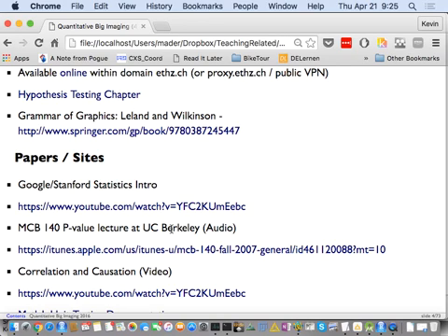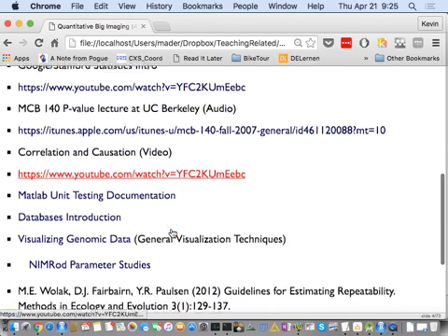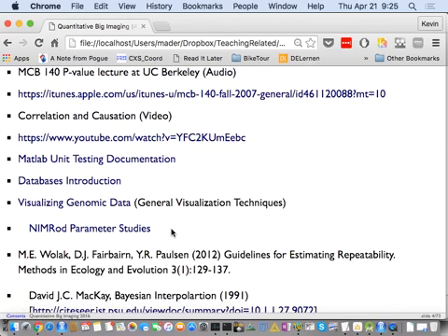Google gives a nice presentation on statistics at Stanford that you can watch on YouTube. There's also a good lecture from UC Berkeley on p-value and what that means and how you can interpret it that I think is helpful to look at. Then, of course, correlation and causation and understanding the differences between them, and then some of the visualization things.